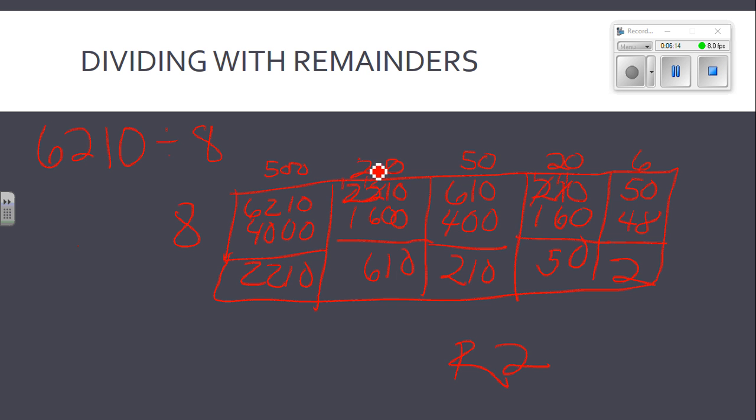500 plus 200 is 700. 50 plus 20 is 70. And 6 means we have a total of 776, remainder 2.